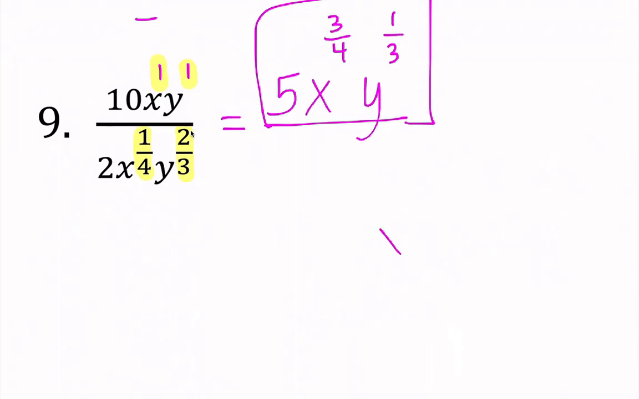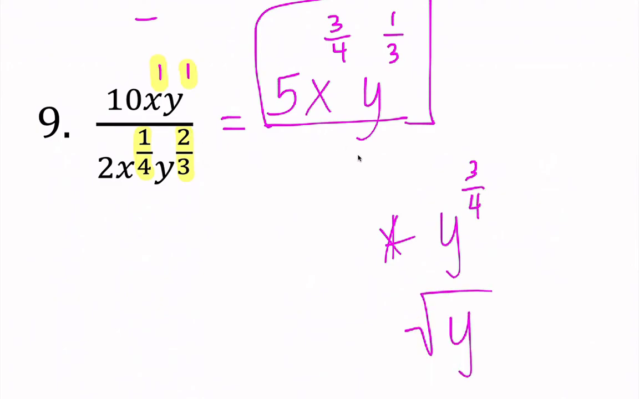Okay, I want to practice changing y to the 3/4 power into a radical. So I put my y on the inside of the radical. Remember, your denominator, your bottom number, goes out on the pedestal. Your numerator, your top number, stays on the inside.